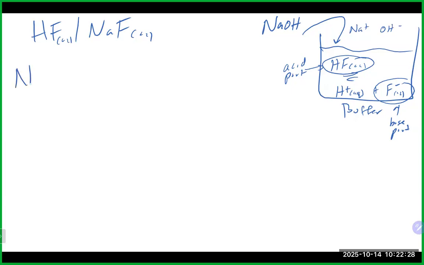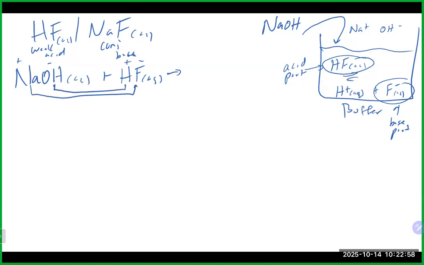And in this case, when we add the sodium hydroxide to this buffer, and again, this is our weak acid and our conjugate base, because sodium hydroxide is a base, it is ultimately going to react with the acid part of the buffer. So we're going to get basically an acid-base reaction that's going to occur in this case. Also a double displacement, right? Plus, minus, plus, minus. And we're going to switch partners. And we're going to make a little sodium fluoride and a little H2O, right? Put that in there.